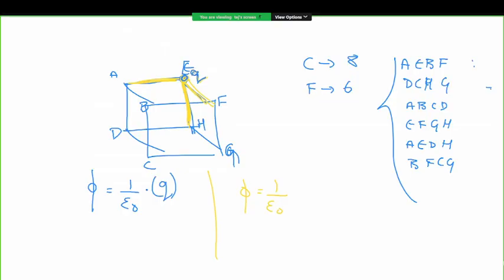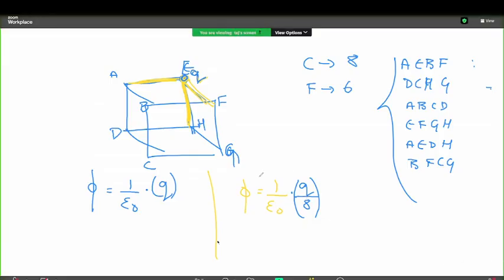Now, what is the part? Is it half? Is it full? Is it 1/3, 1/4? The answer is very simple. How many corners were there totally? 8 corners. Out of 8 corners, how many corners were filled? Only one corner. So therefore, the answer is 1 by epsilon naught times Q by 8. Q by 8. Understood? Why only 8? Where was the Q placed? 8 corners. I mean, one corner. How many corners? 8 corners. Therefore, it's like this. Understood?